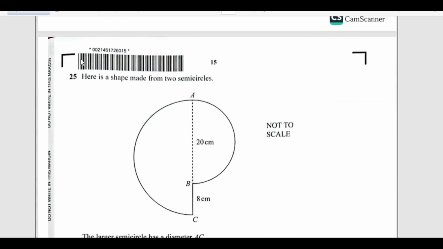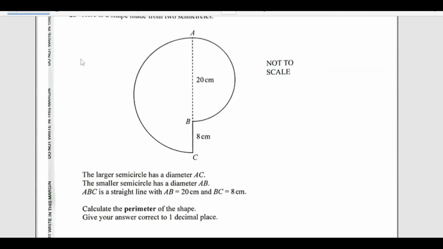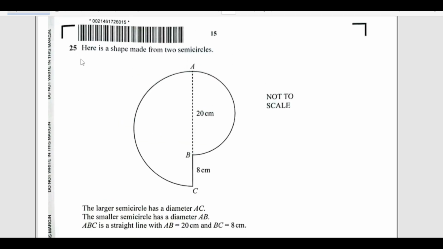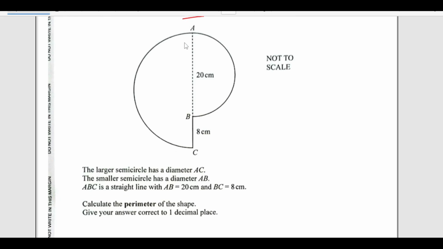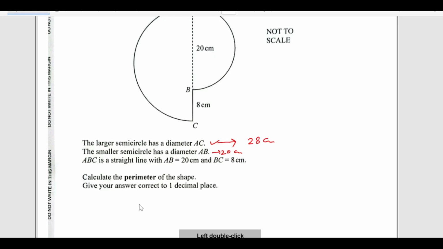Now next one, here we have 25, that is I think the last question of this paper. Yes, so we have two semicircles here. Here is the shape made of two semicircles. The larger circle has diameter AC. This is the larger circle here. So if you see, the diameter is going to be 20 plus this length is 8, so that is going to be 28. The smaller semicircle has diameter AB, which is 20 centimeters. So we have the diameters. ABC is a straight line with AB and BC given as 8. We have already done this. Calculate the perimeter of the shape.